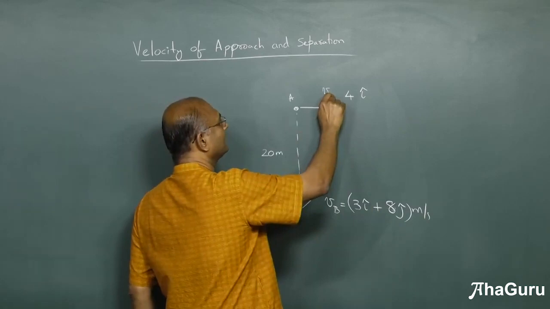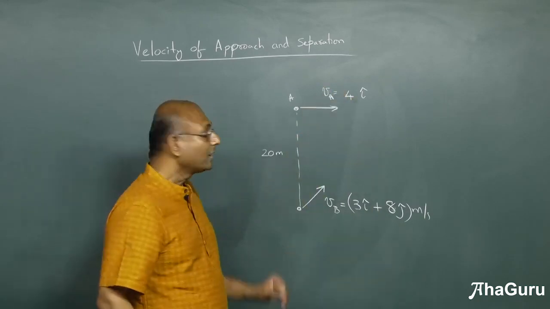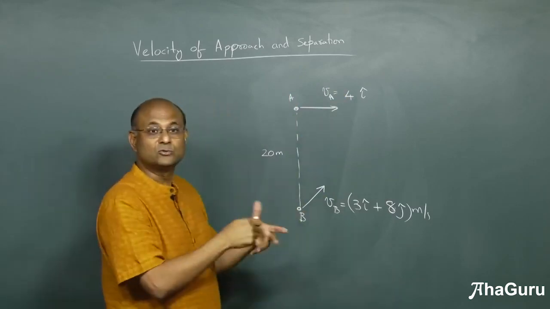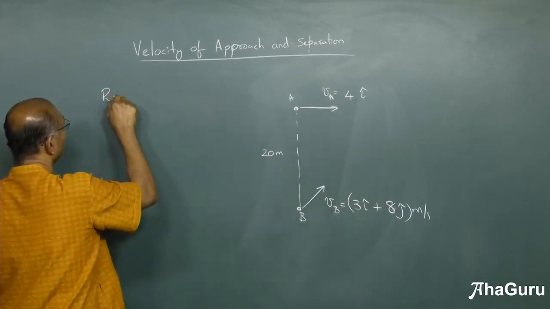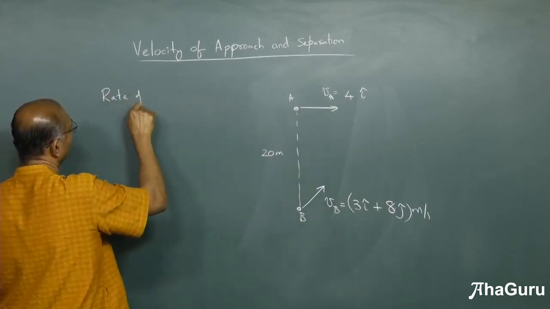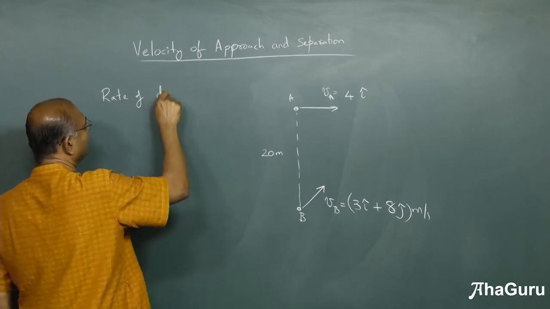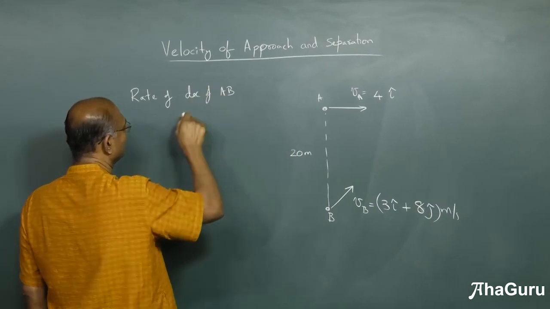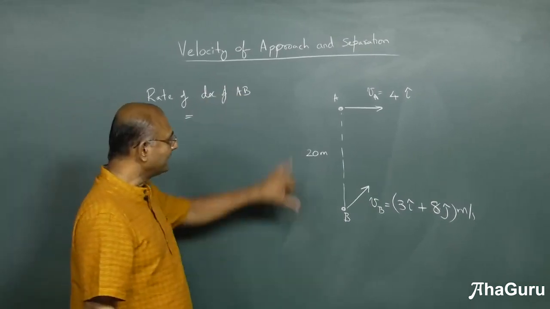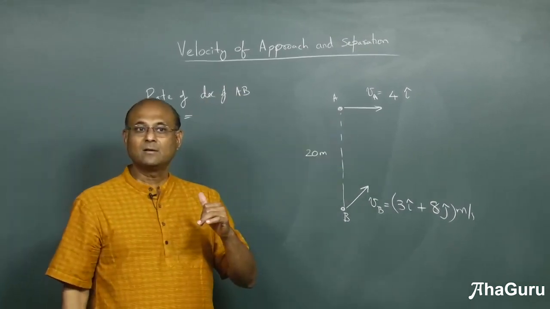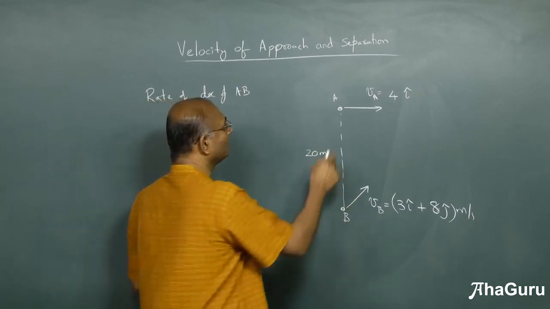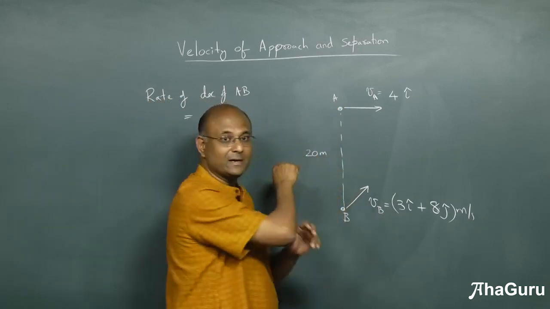Now the question we want to know is, how much does the distance AB reduce? What is the rate of change, or rate of decrease in this case, of the distance AB? How much would this be? Well, that is actually the same as the relative velocity of approach. So what we can do is first let's say we make A at rest.